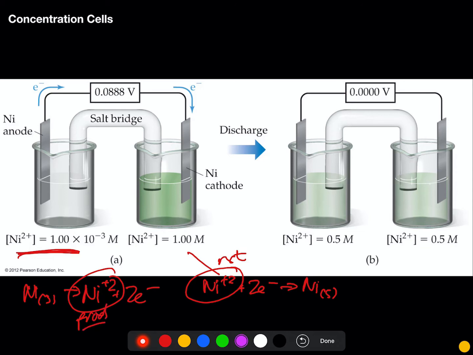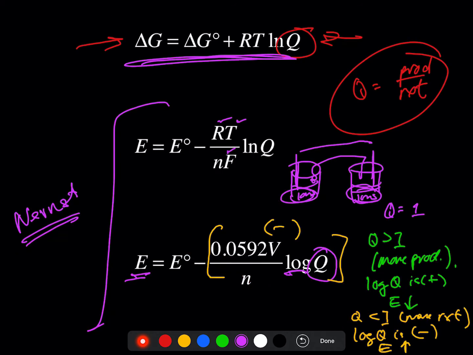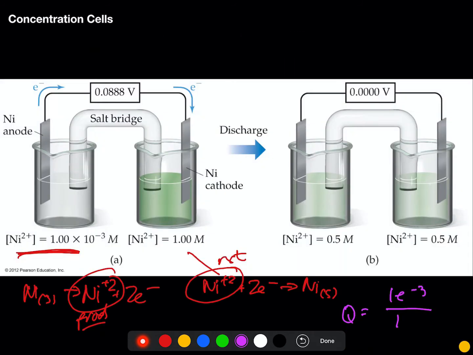So if we look at what my Q is going to be, products, which is 1e negative 3, over my reactant, which is 1, which means that my Q value is less than 1. Going back to my Nernst equation, we are in this scenario where we are basically going to push the reaction forward, which is why we get our electrons to flow until we reach a point where my concentration of ions are equal. And once my concentration of ions are equal, then we go back to our E naught, which is 0.